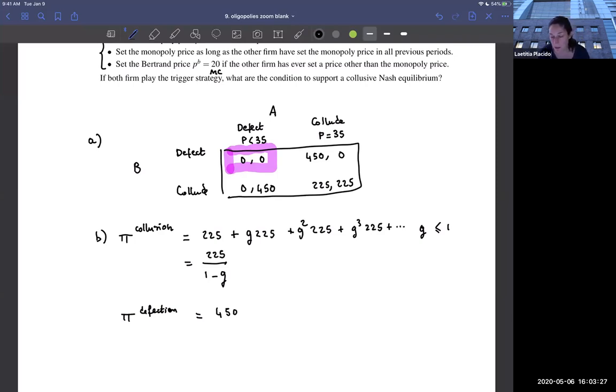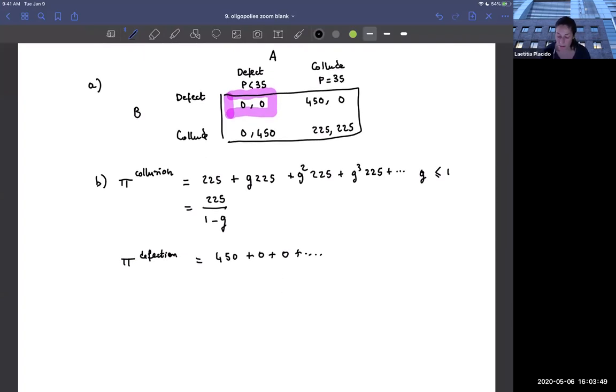But then, because I cheated, I know that my opponent is going to punish me and it is going to set price equals marginal cost forever after. In other words, we're both going to get zero profit for the rest of the time. So knowing that, what are the conditions that would support collusion here? Well, we will observe collusion if and only if the profit from collusion is higher than the profit from defecting.